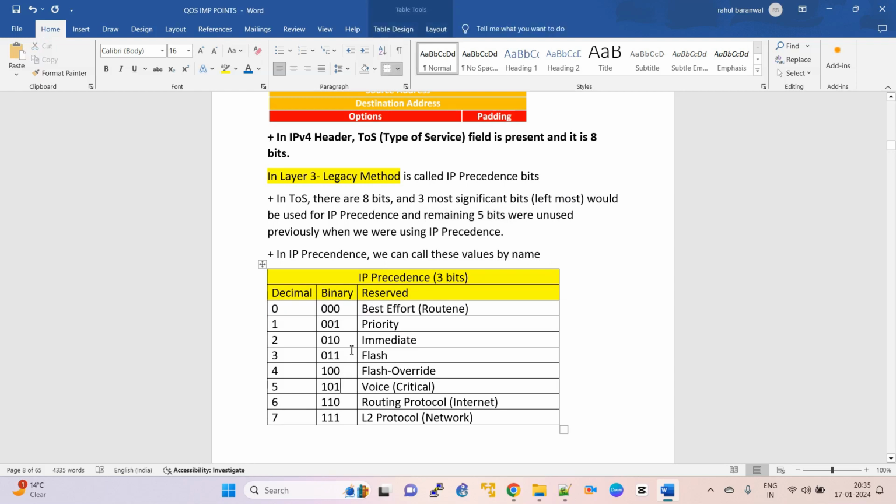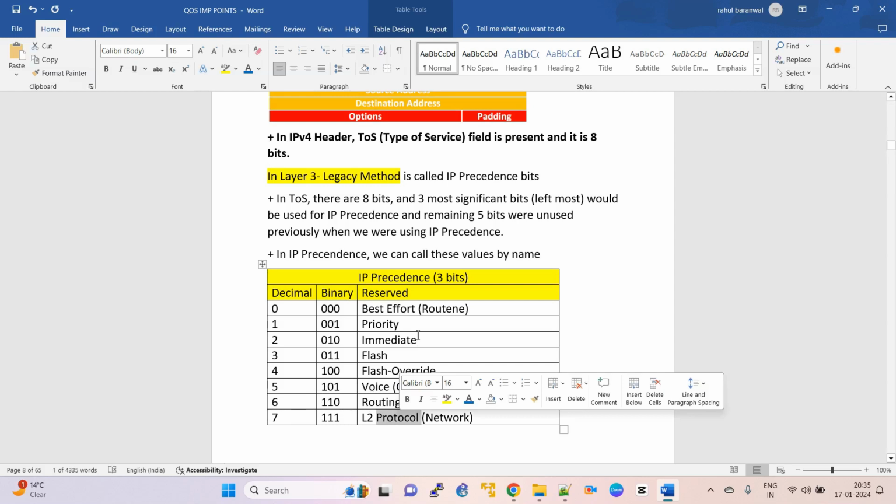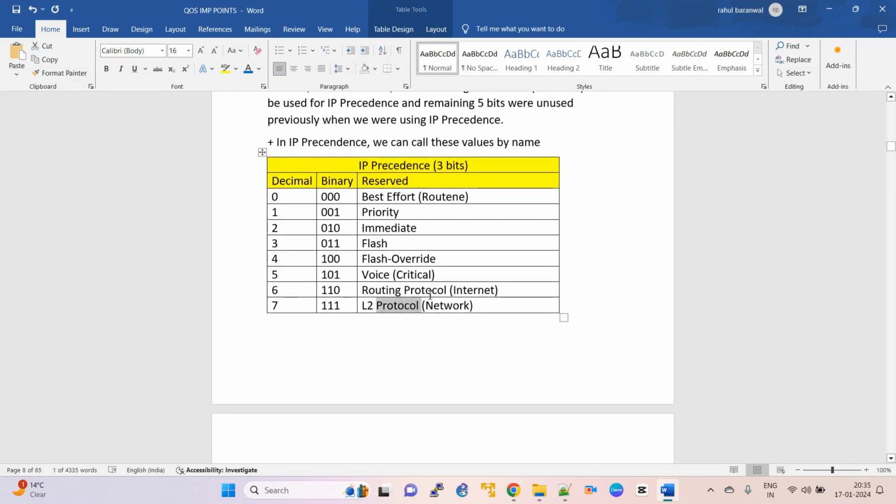There was a name allocated to each decimal number: 0 for routine, 1 for priority, 2 for immediate, 3 for flash, 4 for flash override, 5 for critical, 6 for internet, and 7 for network. So 0 is reserved for best effort, 5 is reserved for voice traffic, 6 is reserved for routing protocol, and 7 was reserved for L2 protocol. And in IP precedence, a higher value will always be preferred.